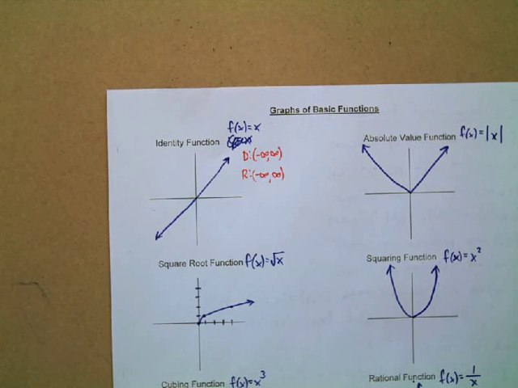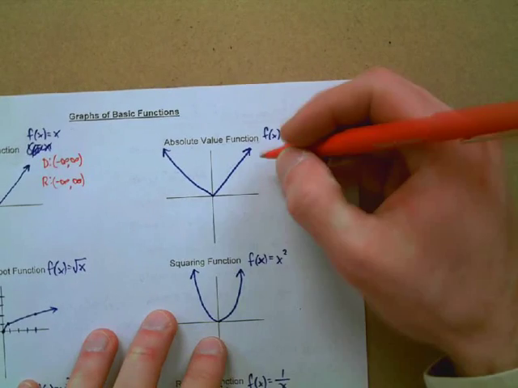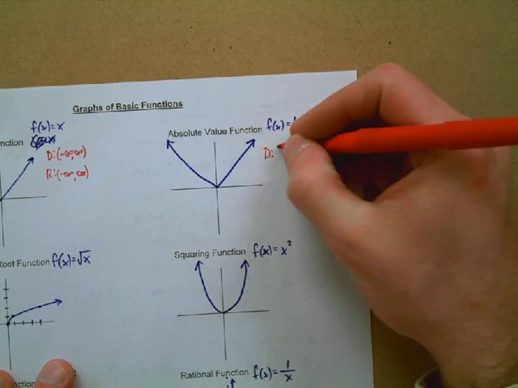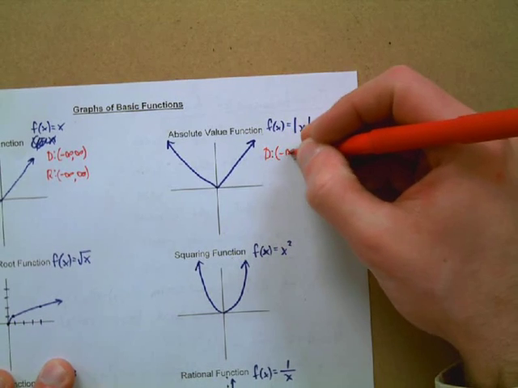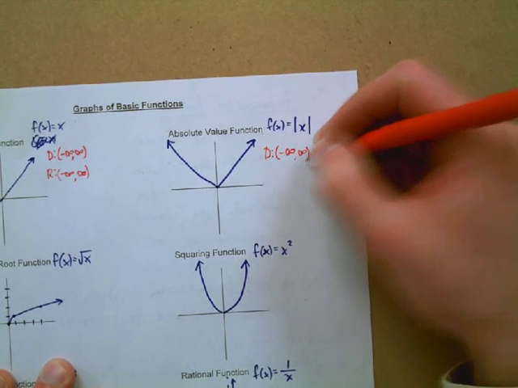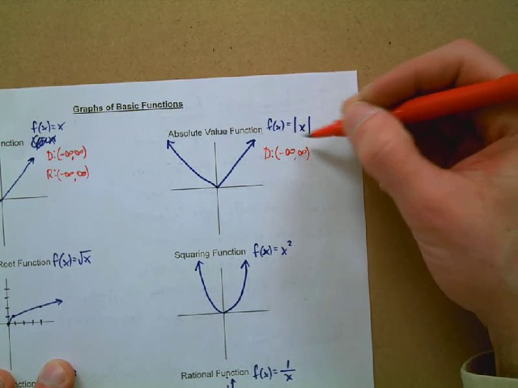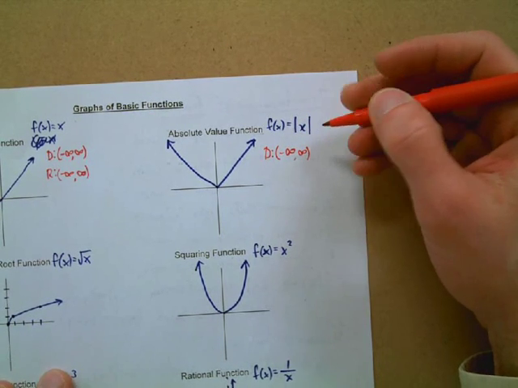Okay. Let's go to Julia in the back there. How about the absolute value function, Julia? So the domain for that would be what? Negative infinity to positive infinity. Exactly right. Because again, there's no possibility of dividing by 0 here, right? There's no square root or even powered root of a negative that we could take. And so any x value can go in there.